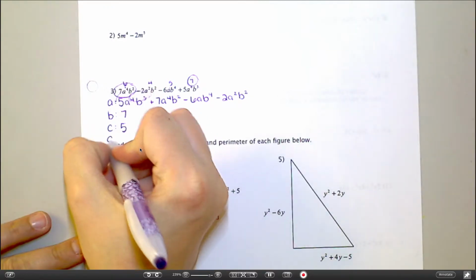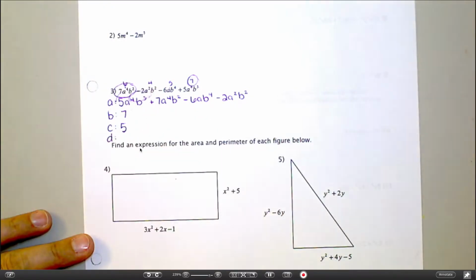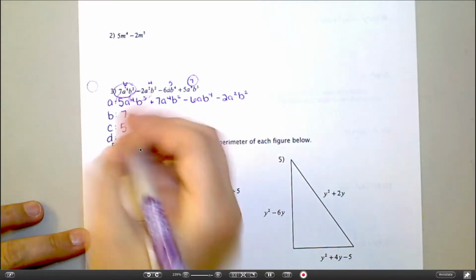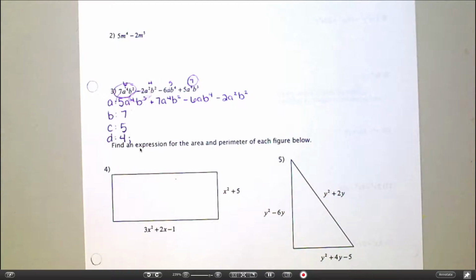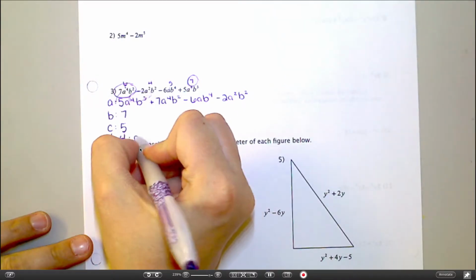And then for D, now let's pay attention to this one and stop talking. It says give the number of terms. How many terms are there here? 4. And then it says classify. Now classify would be like monomial, binomial, trinomial. But for 4, we don't have any fancy name. After trinomial, we just call them all polynomials. Wait, I thought it was quadrinomial. Nope, there's no quadrinomial.